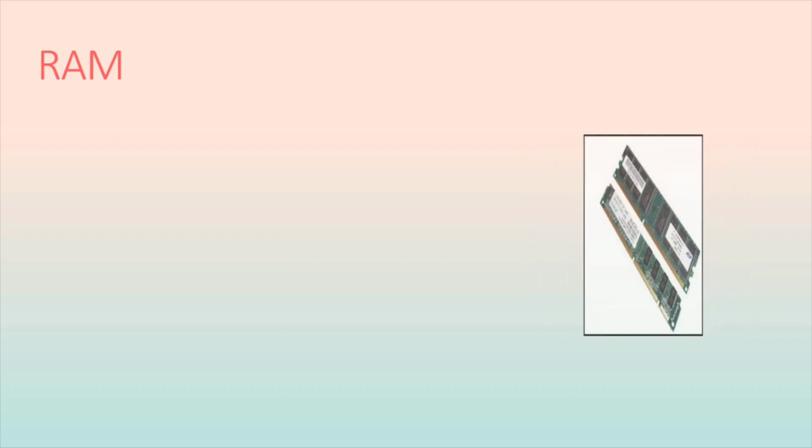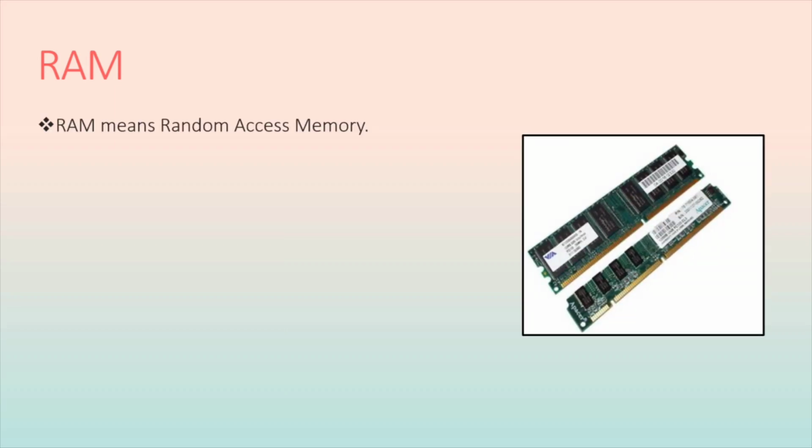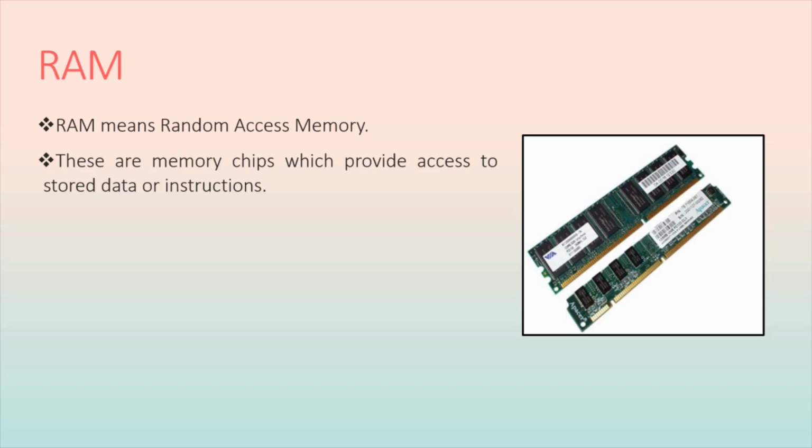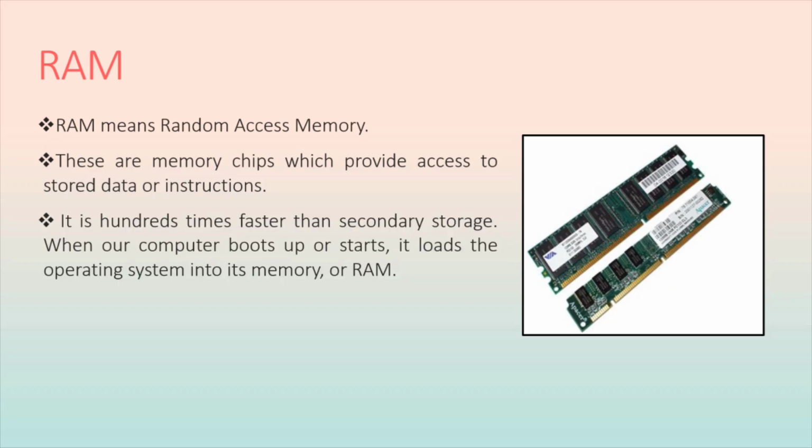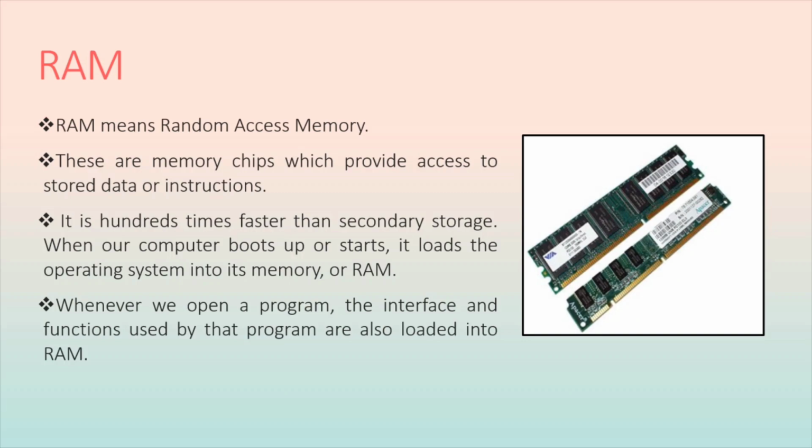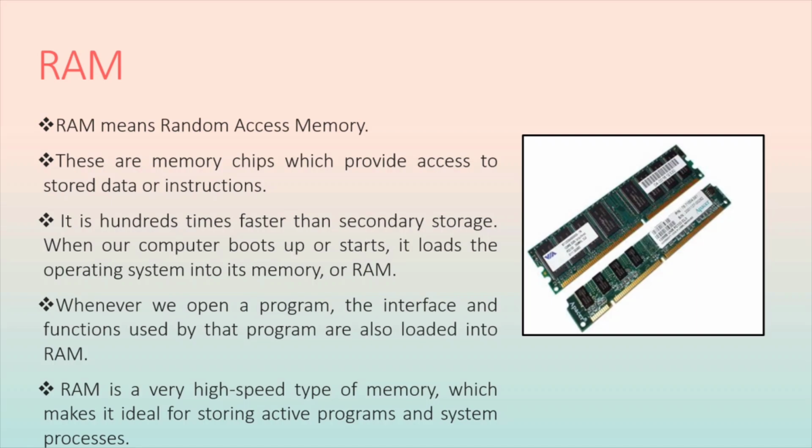RAM. As shown in the picture, it is a form of chip. RAM means random access memory. These are the memory chips which provide access to store data or instructions. It's 100 times faster than secondary storage. When our computer boots up or starts, it loads the operating system into its memory or RAM. Whenever we open a program, the interface and functions used by the program are also loaded in the RAM. This memory is used for reading and writing purposes. RAM is a very high speed type of memory which makes it ideal for storing active programs and system processes.